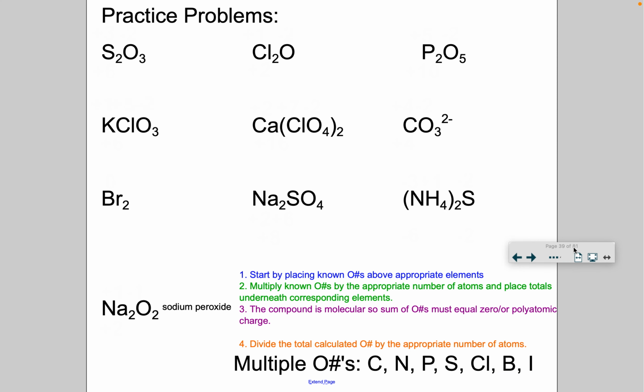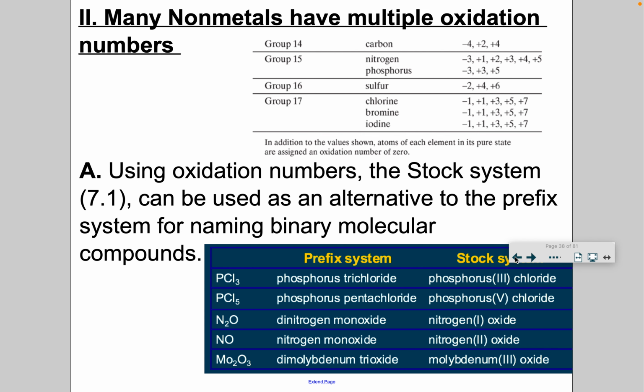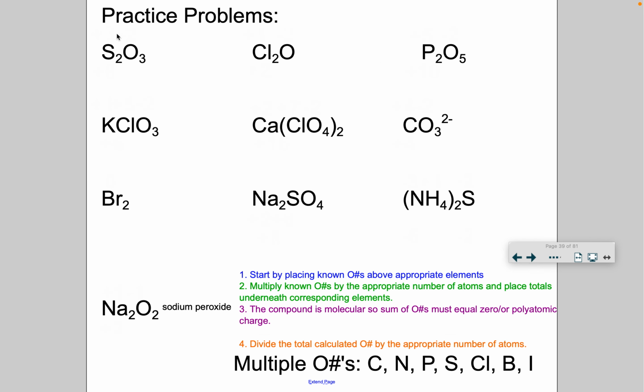All right, so here are the sample problems. I wrote the steps down here. These are the elements that have multiple oxidation numbers: carbon, nitrogen, phosphorus, sulfur, chlorine, boron, and iodine. Okay, so S2O3, I see oxygen.